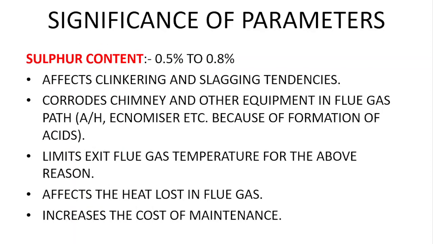The sulfur content affects clinkering and slagging tendencies. It corrodes the chimney and other equipment in the flue gas path, air heater, economizer, etc. because of formation of acids. It limits the exit flue gas temperature for the above reasons. It affects the heat lost in flue gas. It increases the cost of maintenance.